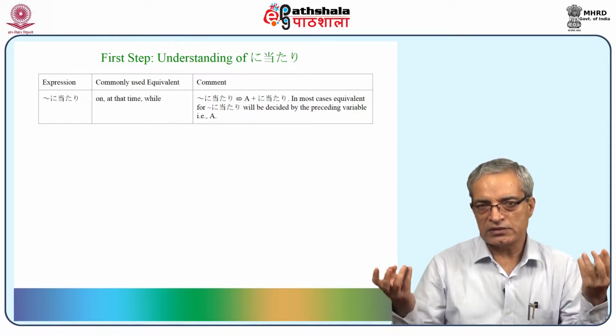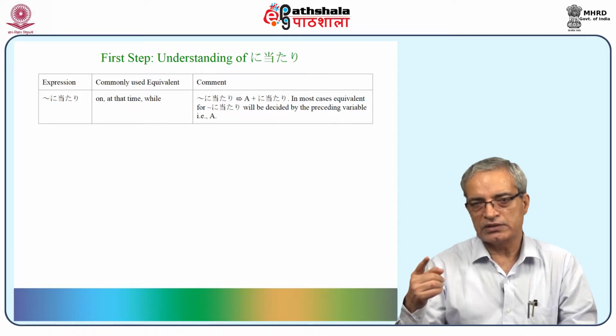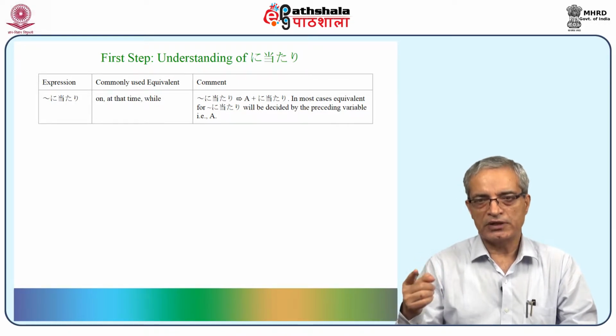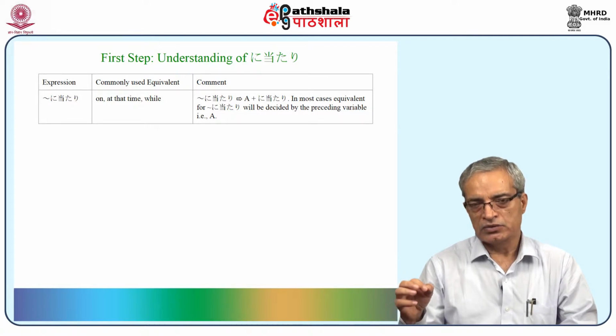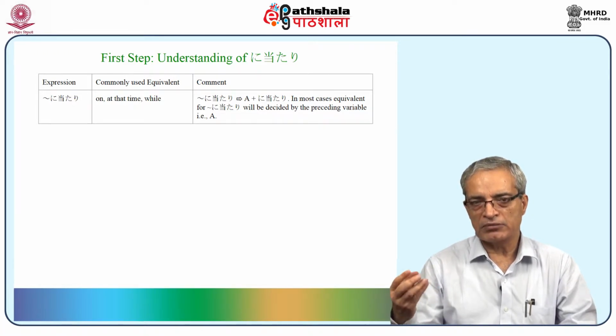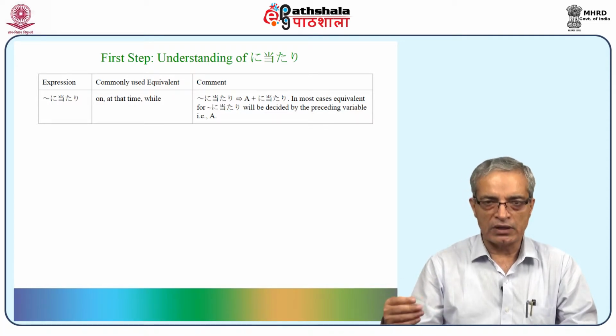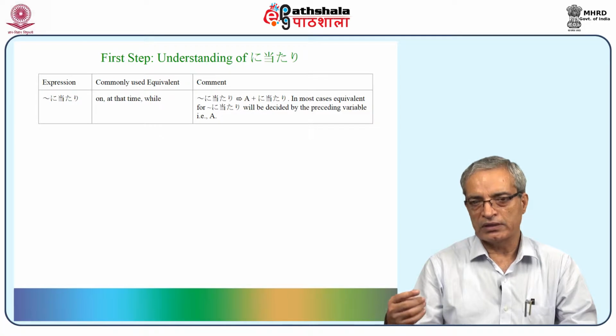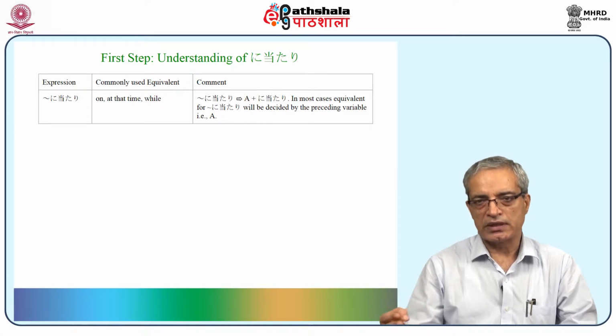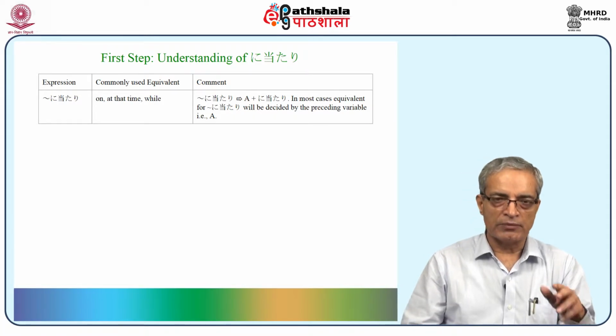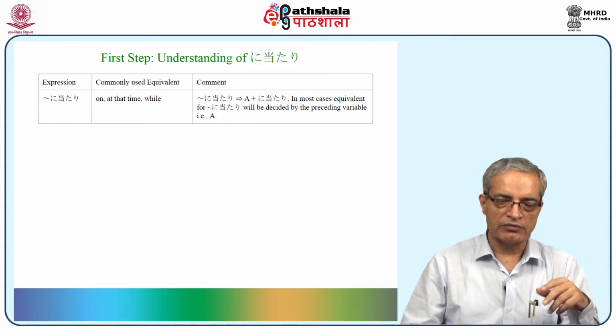Now you have all these three in your mind, and if we see the comment, ni atari is something like A plus ni atari, and in most cases the equivalent for ni atari will be decided by the preceding variable, that is A. So I'm asking a student, he has something in his mind, and that something is on, at the time, or while. When I ask how he comes to this, straight away the answer comes: this is decided by the preceding variable, that is A. Now I'm not saying that this is wrong or right. Let's see further.